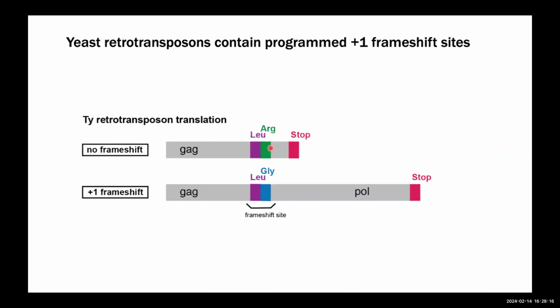And when I was looking through the significantly altered proteins, what immediately jumped out to me was that a lot of them were yeast retrotransposons. And yeast retrotransposons are portions of retroviral genomes that have inserted themselves into the yeast genome over time. And these retrotransposons contain +1 frameshift sites, where when frameshifting does not occur, only the GAG portion of the polyprotein will be translated. But when +1 frameshifting occurs, both the GAG and the POL portions of the polyprotein are translated.